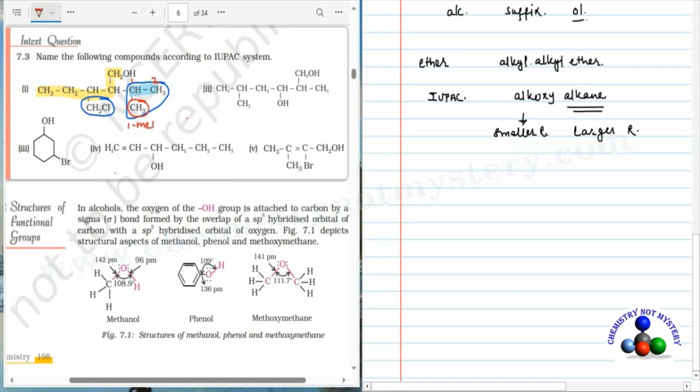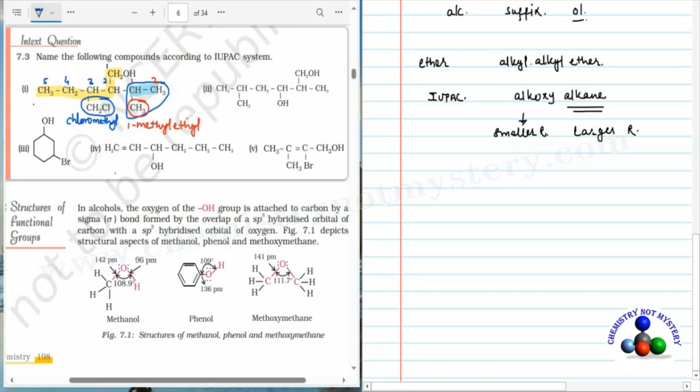1-methyl ethyl. Now name the another substituent. So here this substituent is chloromethyl. Now number the parent chain. So we can number it from the carbon to which OH is bonded. So here this is 1, 2, 3, 4 and this is 5.